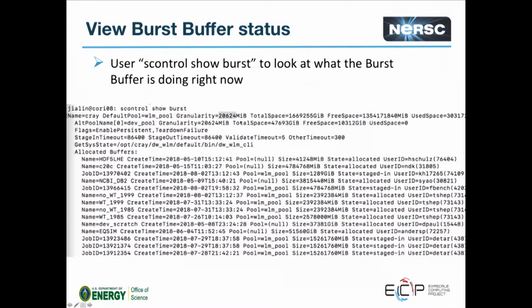By running scontrol show burst, you can see all the allocated reservations and the size of each reservation. You can see the granularity is 20 gigabytes. That's why if you request 100 gigabytes, it will give you 5 burst buffer nodes.